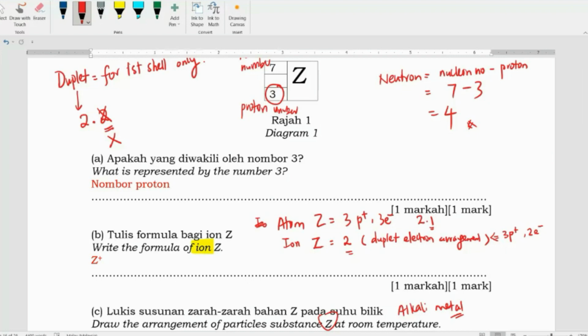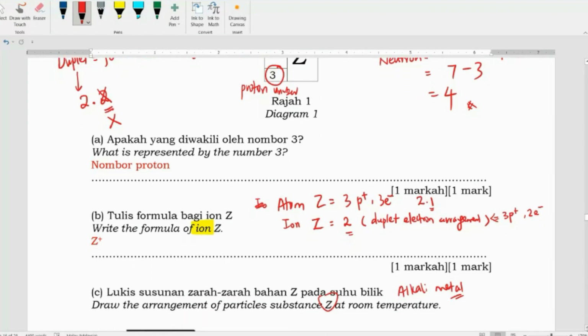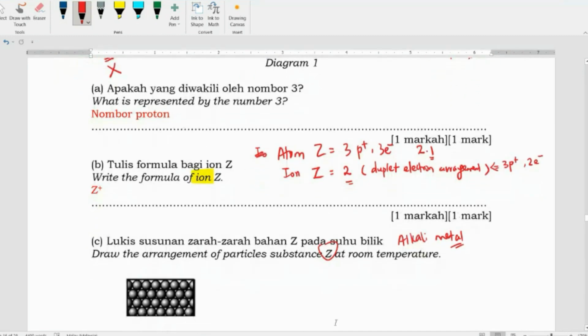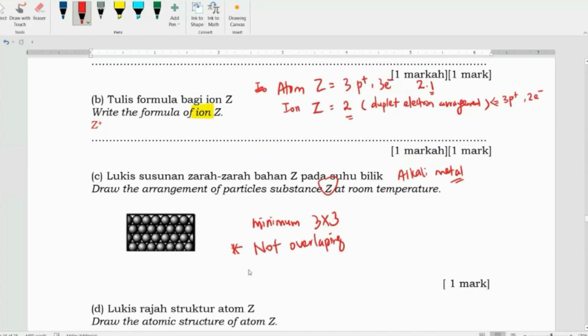Okay, solid. What is the minimum requirement for the arrangement of atoms? How many layers times how many layers? 3 times 3. Yes, very good. 3 times 3 is the minimum. This one is more than that. So minimum 3 times 3. And then remember, not overlapping, and no gaps.